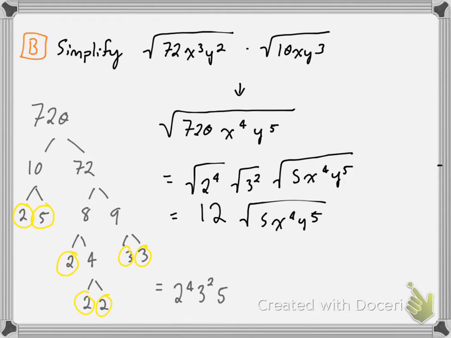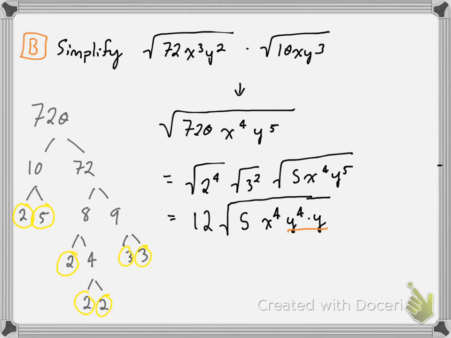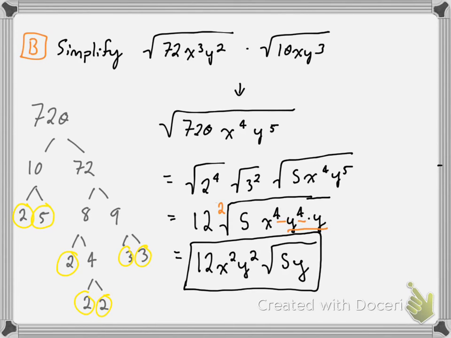My last thing to do is to deal with this y to the 5th power so I can get it to break down evenly when dividing the radical by 2. So I'm going to rewrite y to the 5th as y to the 4th times y. The whole reason I did that is that from there, I'm going to divide x to the 4th and y to the 4th by 2 and move them out of the radical, and I'm going to be left with 12x squared times y squared times the square root of 5y.